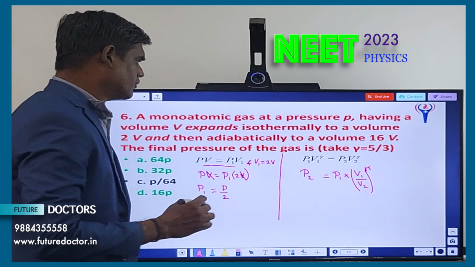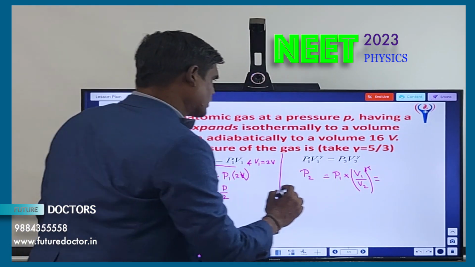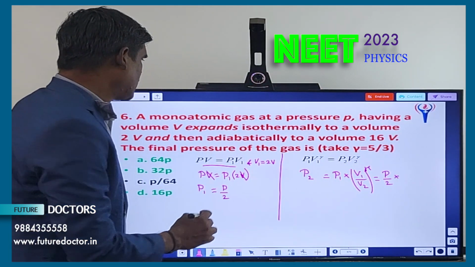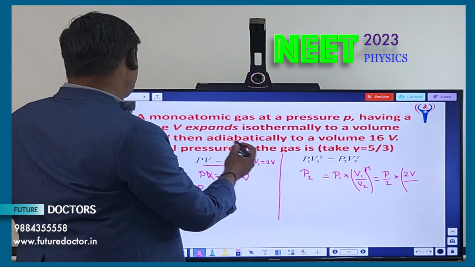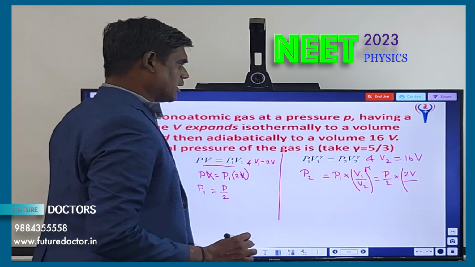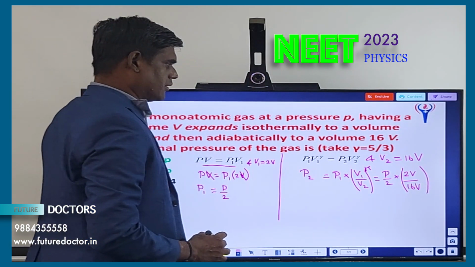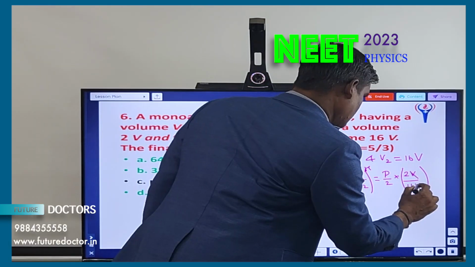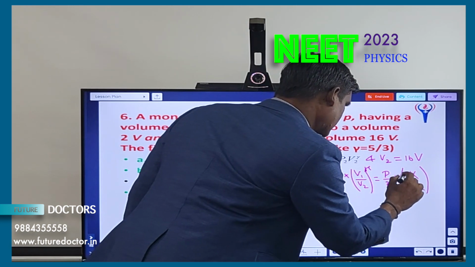Therefore, V1 by V2 whole power gamma. Now substitute the values. What's the value of P1? P1 is P by 2. P by 2 into V1. What's the value of V1? 2V. And what's the value of V2? V2 is given as 16V. 16 times V. Then cancel the possible terms. V getting cancelled.